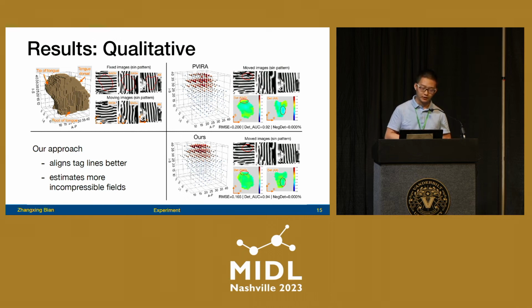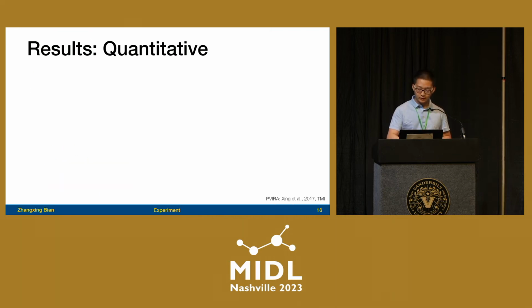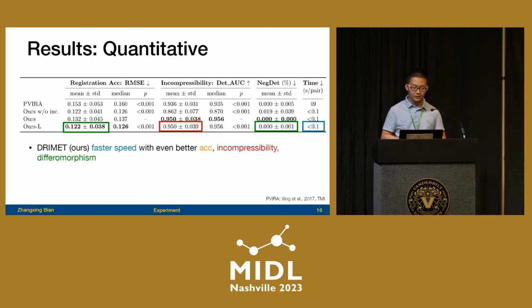We compare with iLog or its extension called PVIRA, which is famous for its ability to estimate incompressible motion. And we find our approach can better align the taglines. Also from the determinants, our determinants are closer to unit, which implies a more incompressible motion estimation. Quantitatively, we also find our approach has a faster speed, which is very important in practice, but also better accuracy, incompressibility, and diffeomorphism.